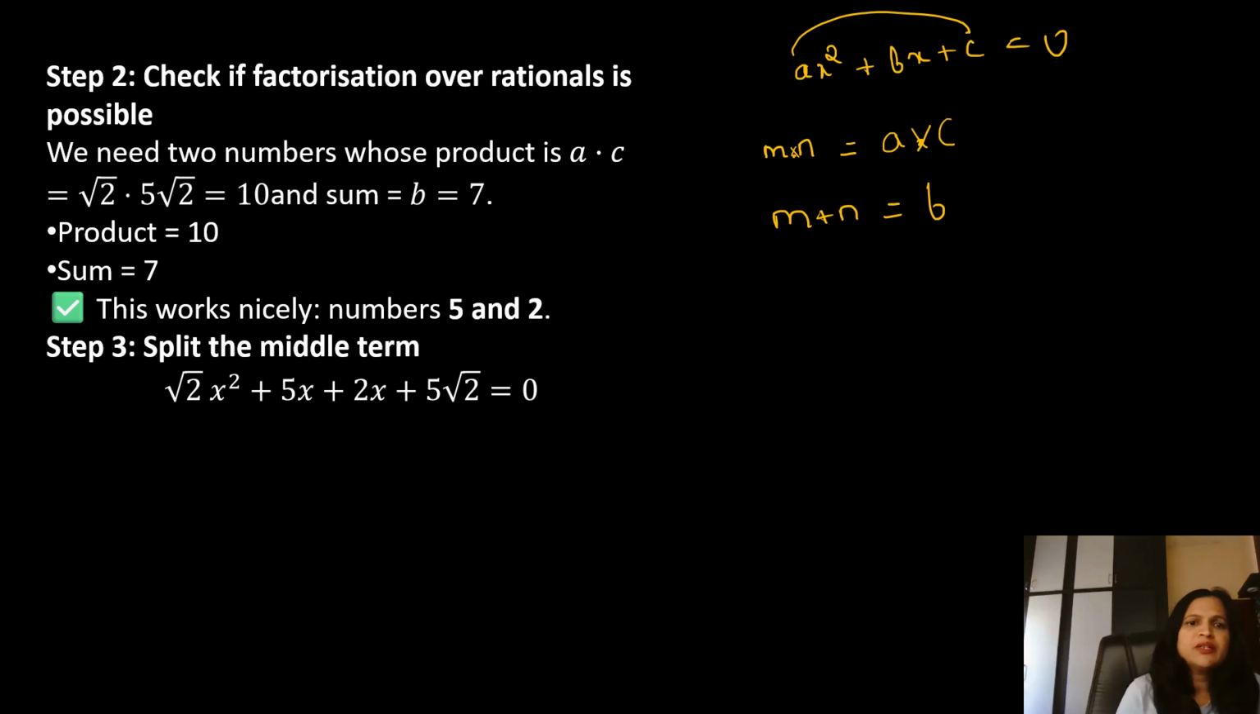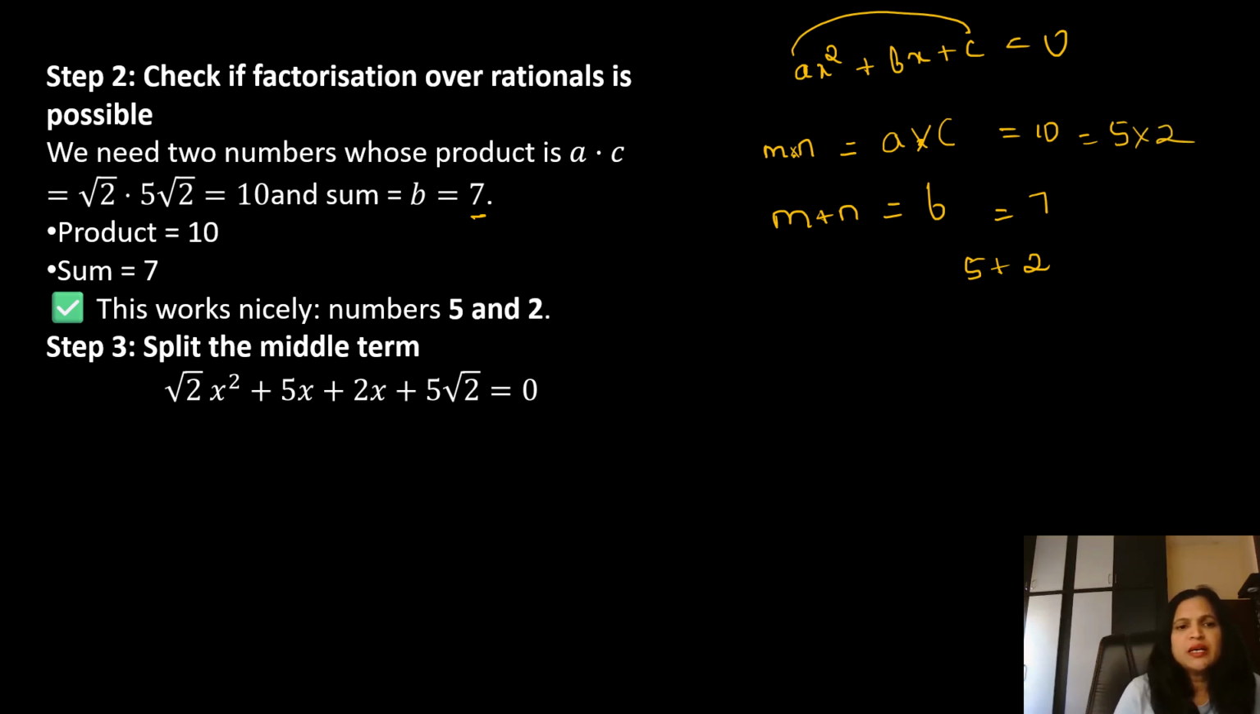What is b here in this equation? It is 7, and a into c is root 2 into 5 root 2. Root 2 into root 2 is 2, 5 2s are 10 is your answer. So the product should be 10 and the sum should be 7. Like this you should take two numbers. 5 and 2: if you add 5 and 2 you get 7, and 5 2s are 10. Okay, you got two numbers.